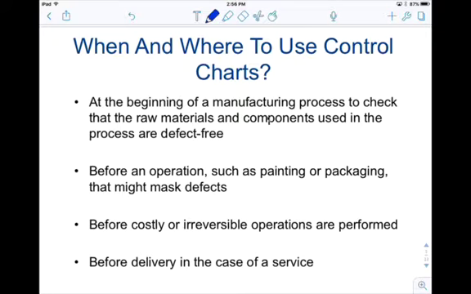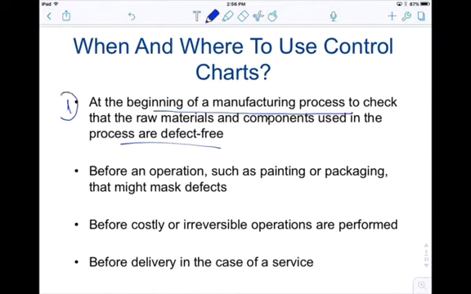So when should we use them? Well, that's a really good point. We should not really be using them in all sets of our operations, because those are time consuming and costly and sometimes just redundant. But these are the main points where we might need statistical process control charts. So number one is at the beginning of a manufacturing process to check that the raw materials and the components used in the process are defect free.